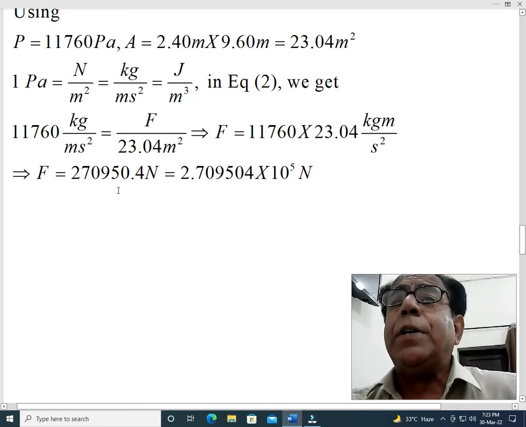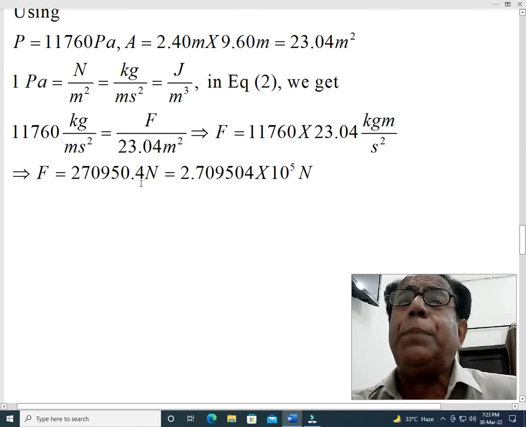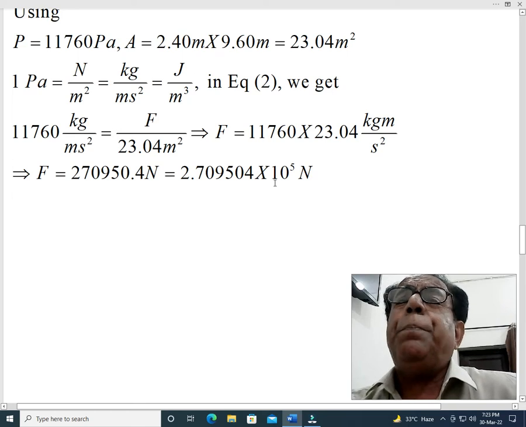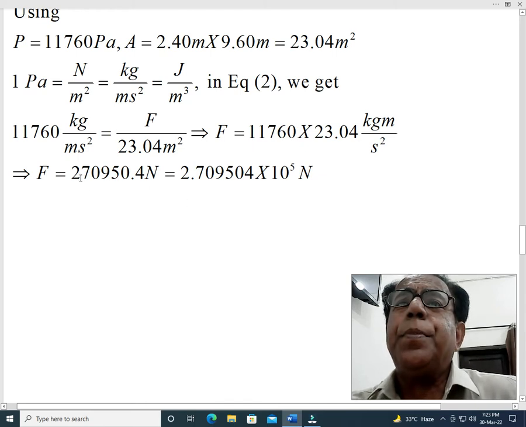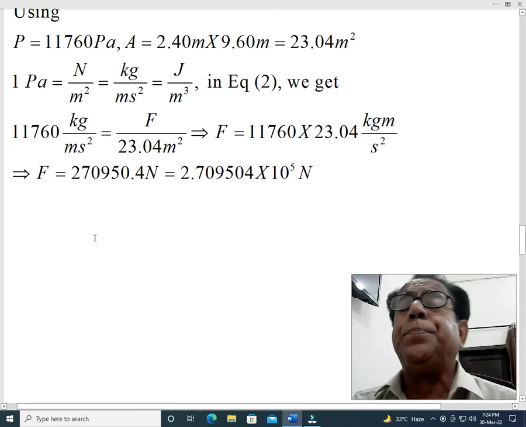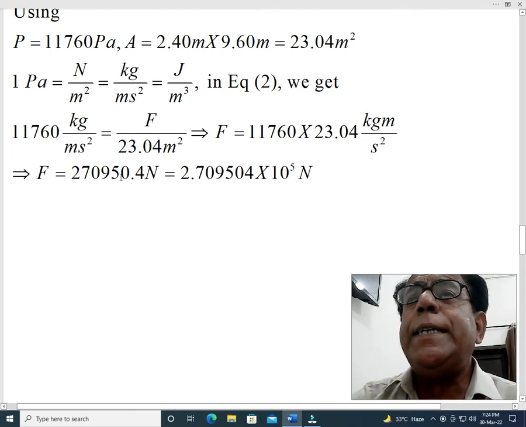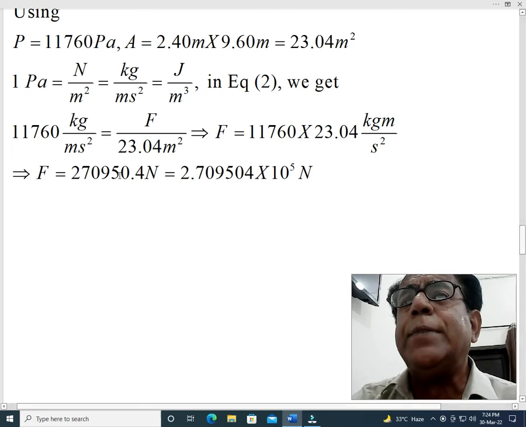However, in the next step we have converted this value into some different shape by dividing it by 10,000. So it has become equal to 2.70950 into 10 raised to the power 5 Newton. Because, dear students, if we divide it by 10, it will become 5.04 into 10 raised to the power 1 Newton.